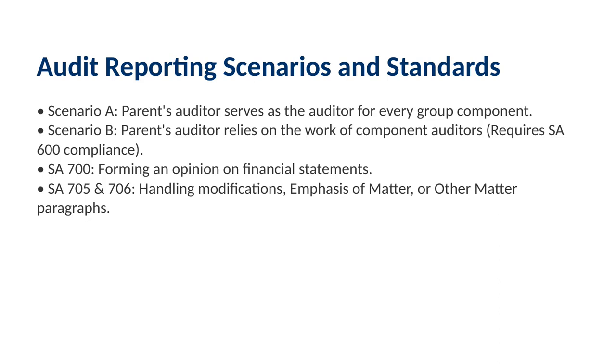When you are preparing your final report, you must keep the core reporting standards in mind. This means following SA 700 for forming your overall opinion, SA 705 if you need to modify that opinion, and SA 706 if you need to add emphasis of matter or other matter paragraphs. And here is a key tip. If you are using the work of other auditors, you must also strictly adhere to the requirements of SA 600.